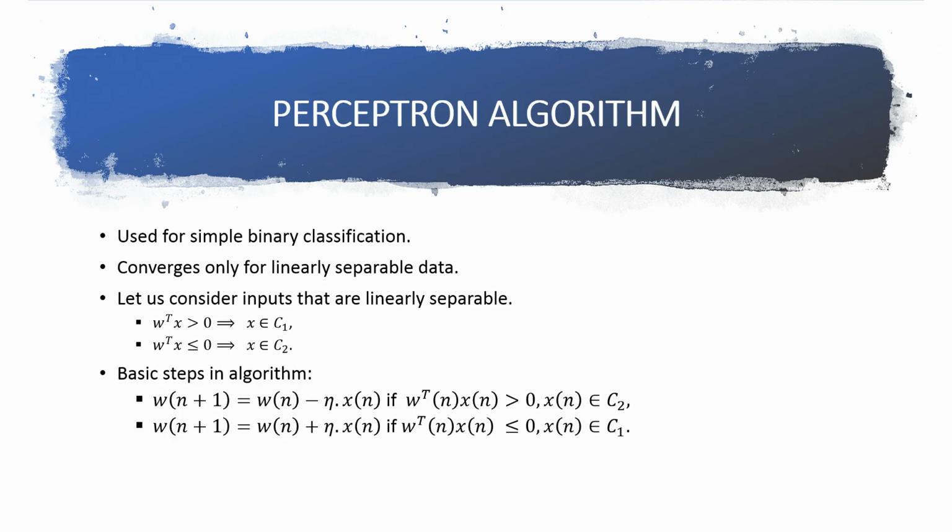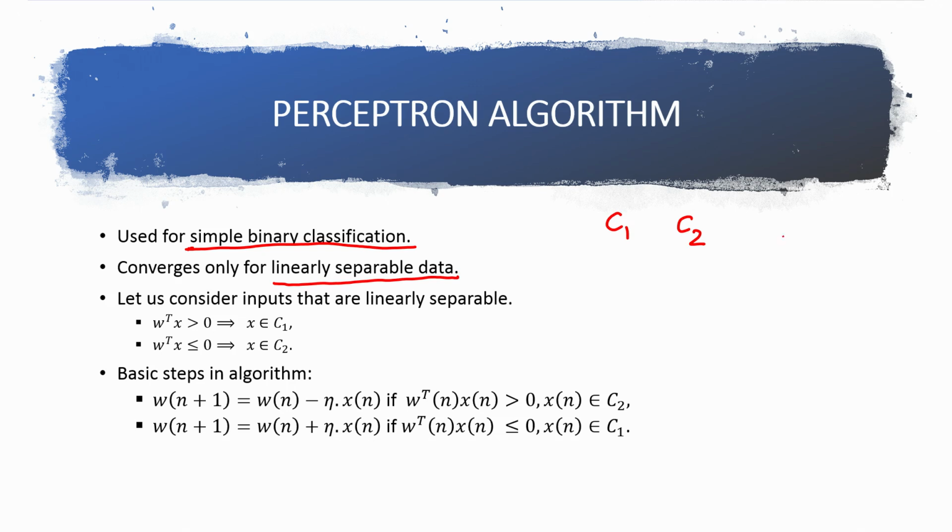Hello all, let us now look at a demo for the perceptron algorithm. As we have seen in the course, the perceptron algorithm is used for simple binary classification problems. That is, when we have problems that have a class C1 and a class C2 that need to be separated by a hyperplane. We have also seen in the course that the perceptron algorithm converges only for linearly separable data.